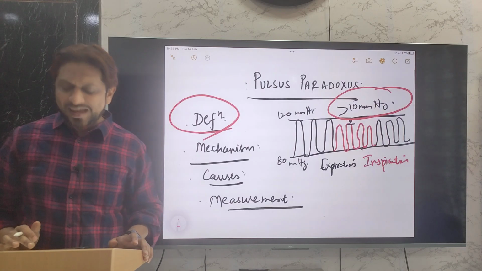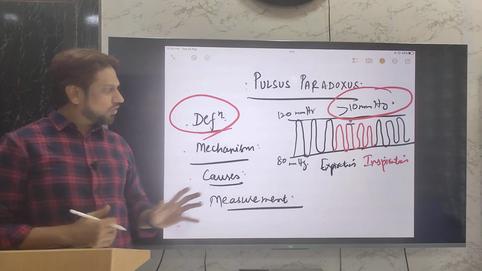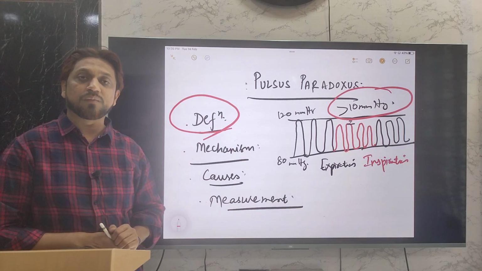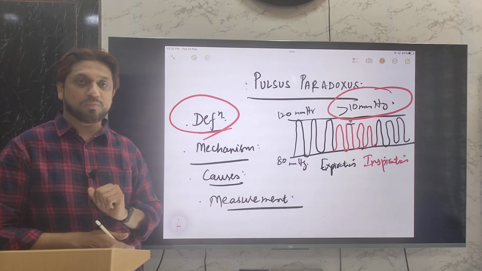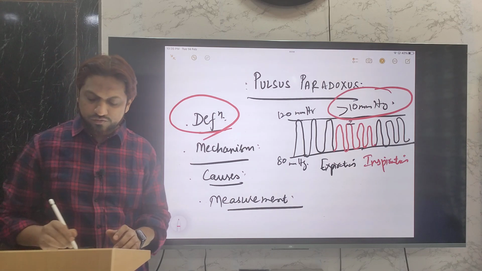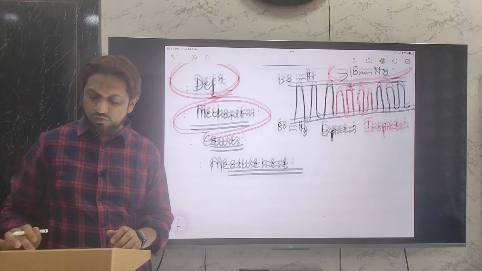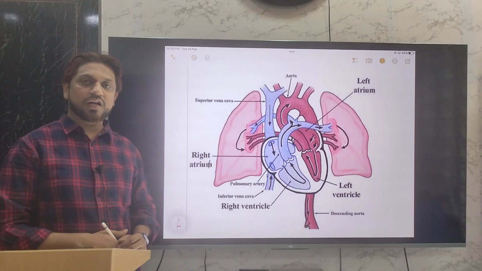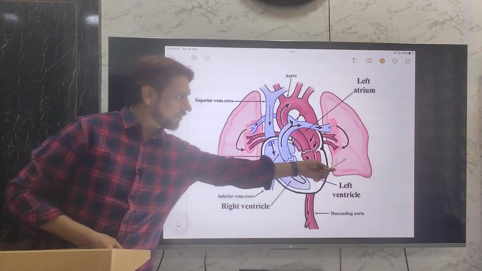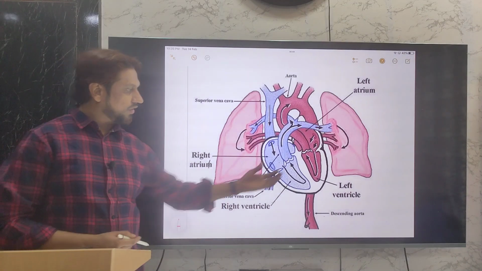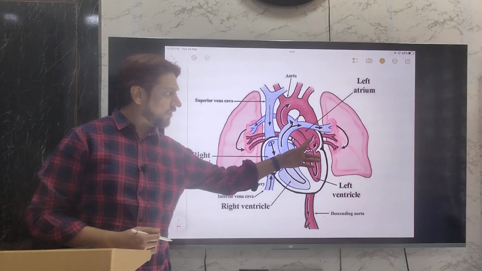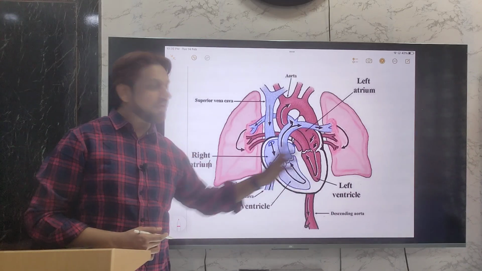Now, mechanism. Why actually will there be a fall or decrease in the systolic blood pressure during the inspiration? Okay, so mechanism or pathophysiology. I'll try to explain this with the help of this diagram. Okay, cardiorespiratory diagram. Here you can see these pink color structures are the lungs, and this is the right side of the heart, that is the right atrium and the right ventricle. This is the left side of the heart, left atrium and left ventricle.